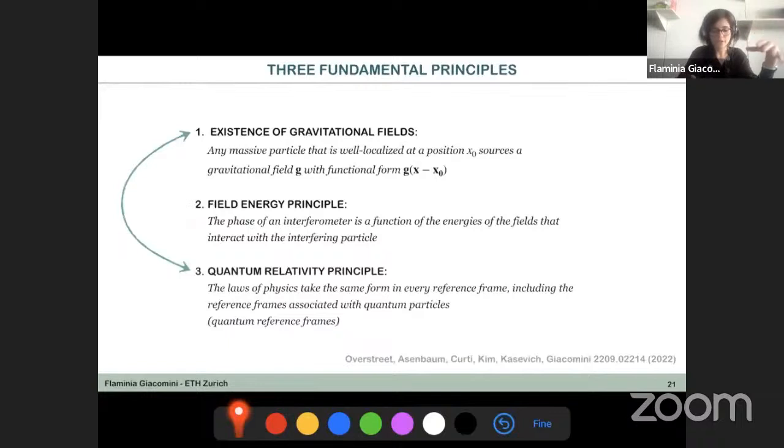And let me just focus, not all of them are necessary, let me just focus on 1 and 3. The first one is the existence of a gravitational field, that tells us that any massive particle that is well localized at a position x0 sources a gravitational field G with functional form x minus x0. So what we are saying here is that there is a full gravitational field associated to each localized particle. I'm not saying anything about delocalized particles. I don't want to make statements on that. And the third one is the quantum relativity principle that tells me that the laws of physics take the same form in every reference frame, including the reference frames associated with quantum particles, which are quantum reference frames.